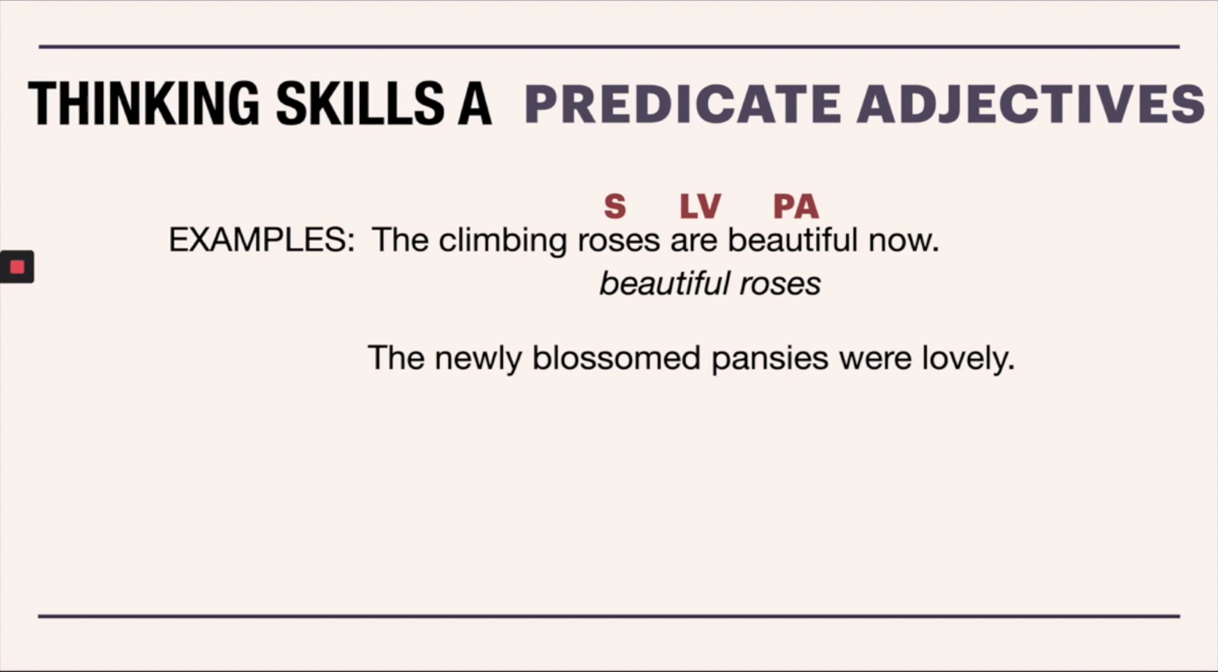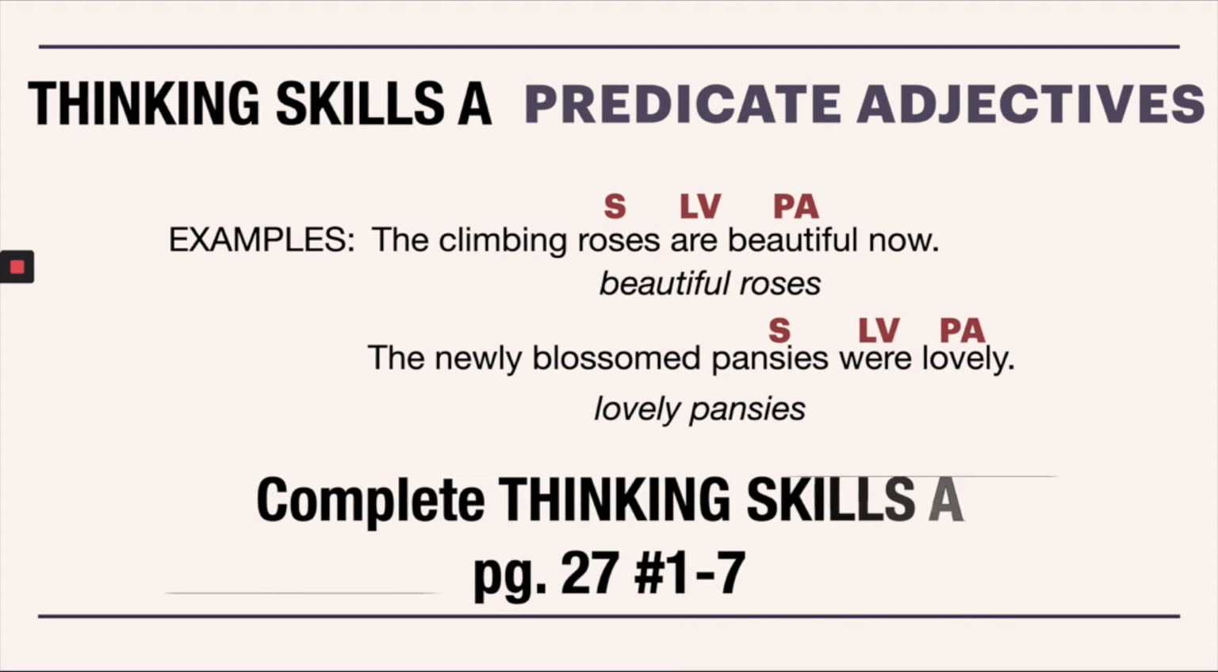Let's look at another example. The newly blossomed pansies were lovely. We have a verb again, and it's going to be were. And what were? Pansies were. And what were they? They were lovely, and so we have a predicate adjective. And we can again read this backwards, saying lovely pansies. And that makes sense.